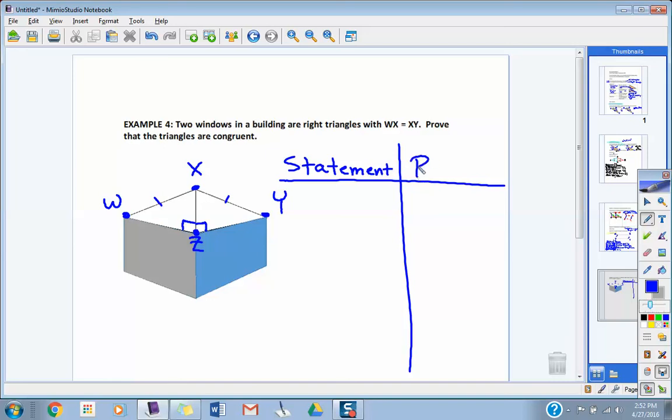Statement and reason. And I'm tired of a blue pen, so I'm going to go to purple. Step one. What do we know right off the bat, guys? Given WX equals XY. WX is congruent to XY, given to us.